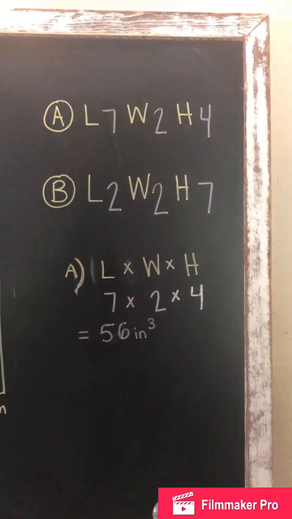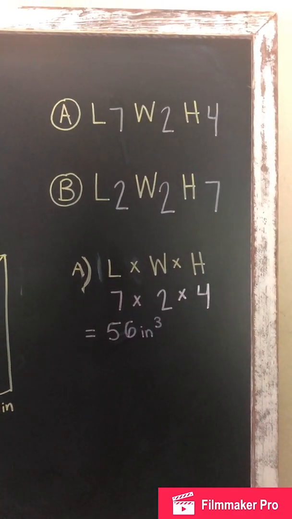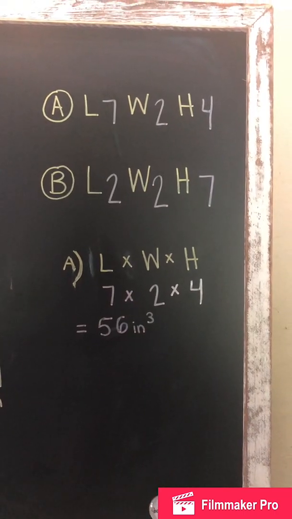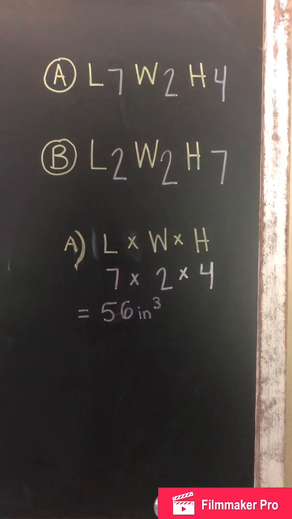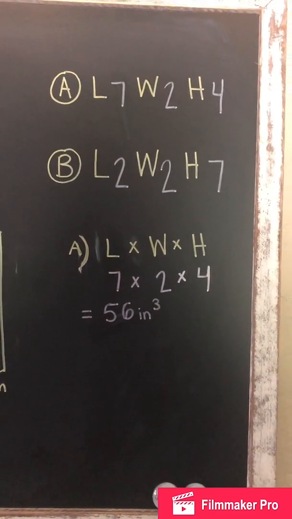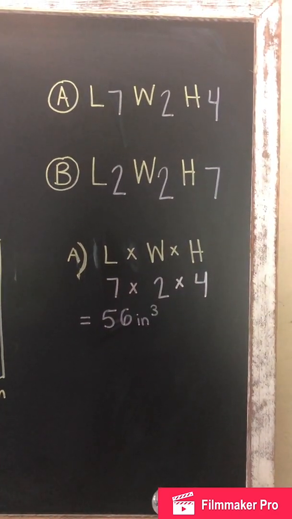7 times 2 times 4 equals 56. And remember, our units are inches. And anytime we're working with volume, it's going to be cubed. And that's what that little 3 at the top means. So our answer for the volume of rectangular prism A is 56 inches cubed.